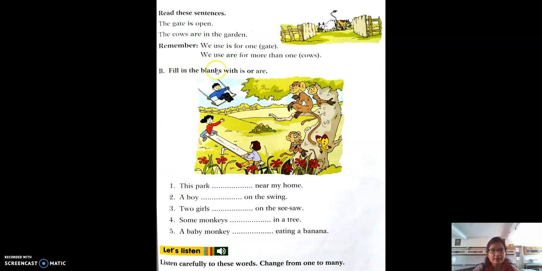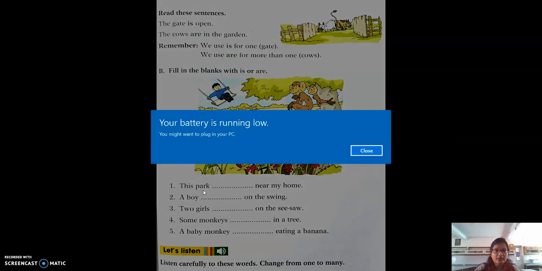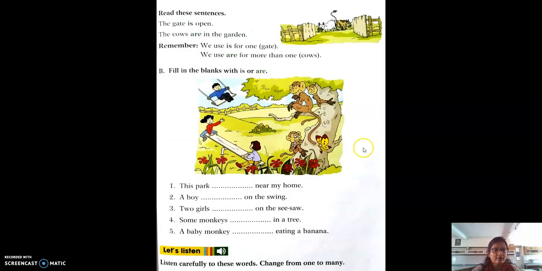Now here fill in the blanks with is or are. Here is the picture that is given. Fine, and we are going to use is and are in these blanks given. Now the first part is this park dash near my home. Now here how many parks are there? Only one. So we are going to use is here. Fine. We are going to use is here.